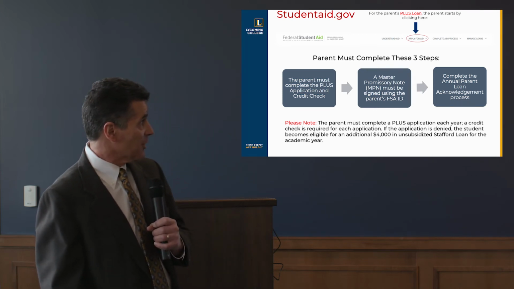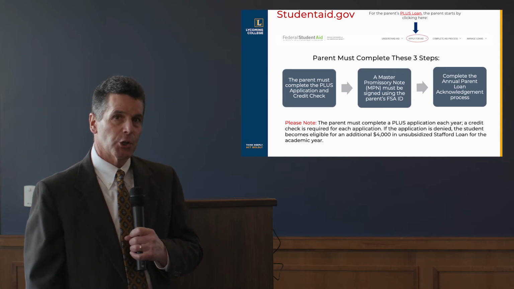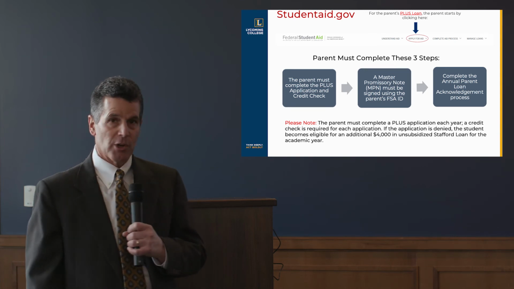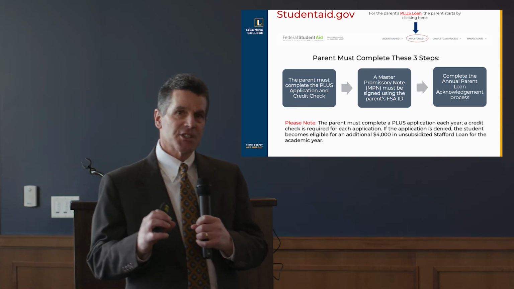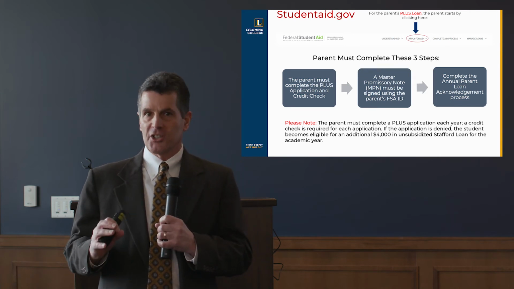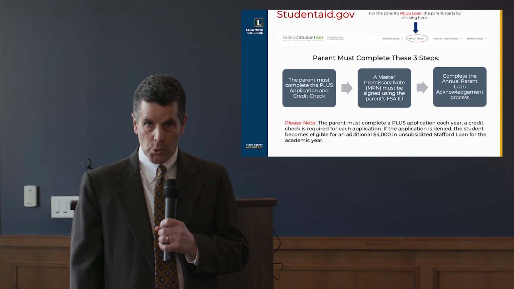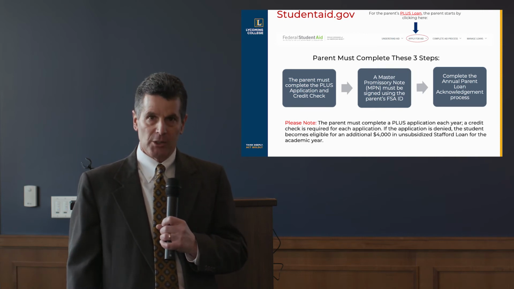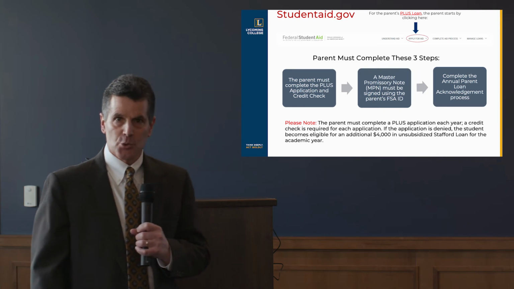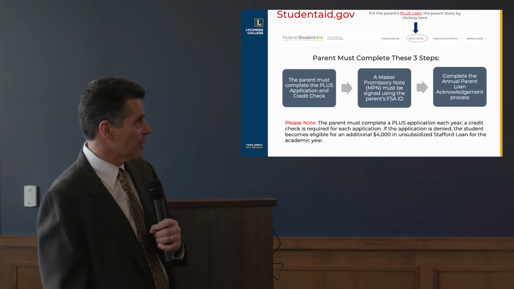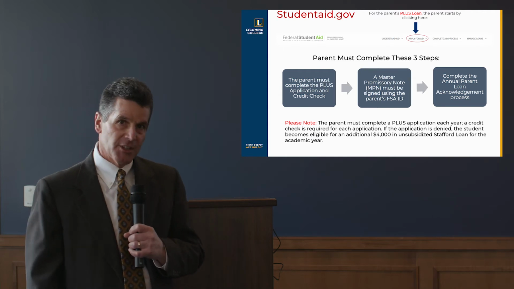The first being, the parent must complete the PLUS loan application process and the credit check. Unlike the Stafford loan, where there is no credit check, the Stafford loan is a guaranteed amount that the student's going to be eligible for. That is not the case with the parent loan. The parent loan does require a credit check each and every year, and the parent must complete that.